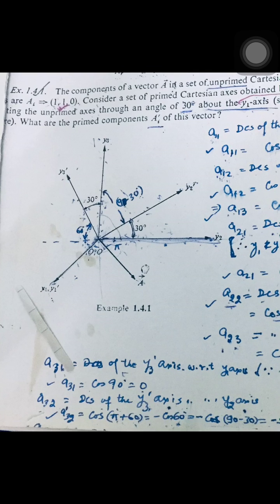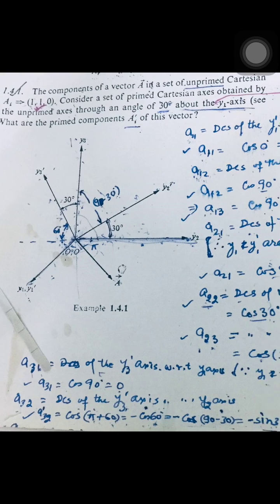So for the transformation law, we see a table of a11, a12, a13, a21, a22, a23, and a31, a32, and a33. We need to calculate these a_ij. What is a11?